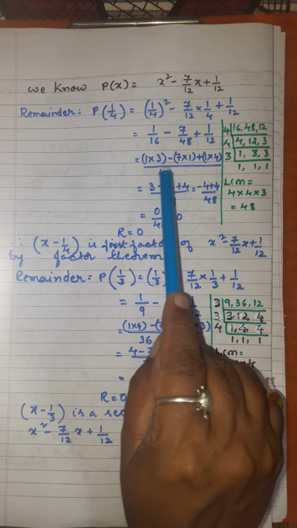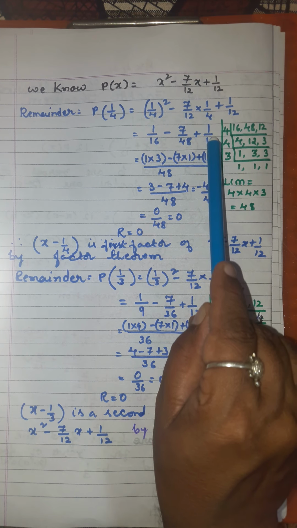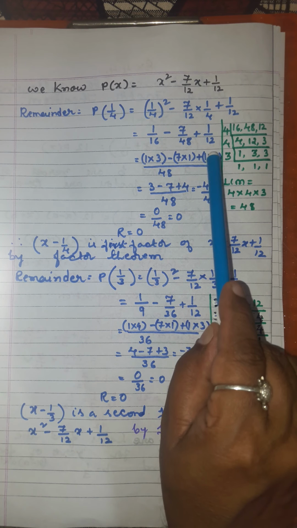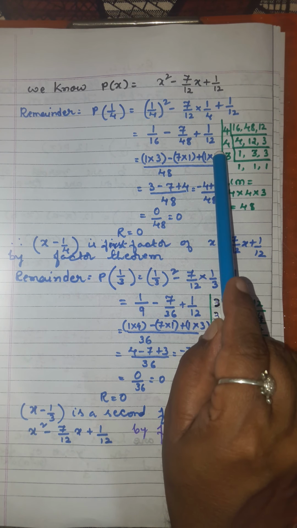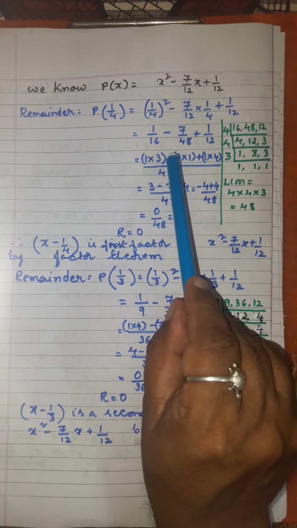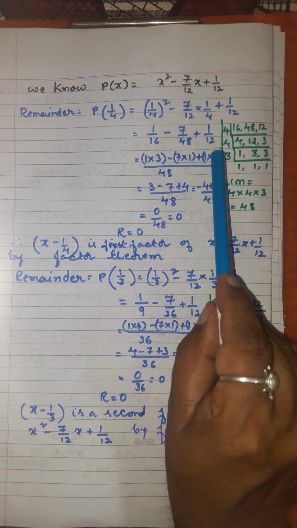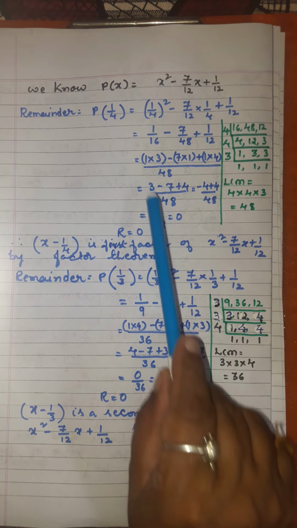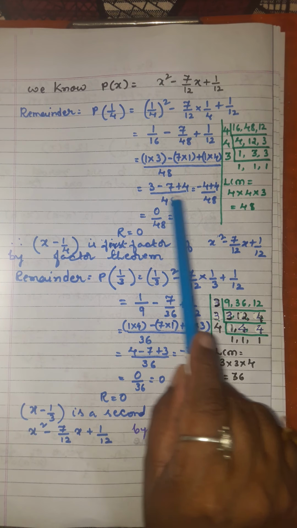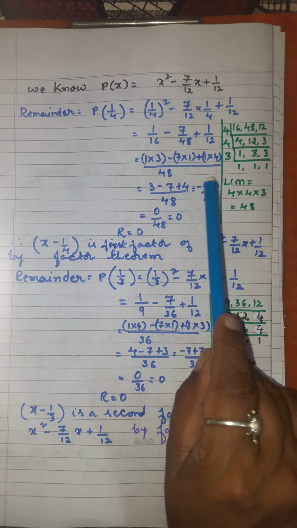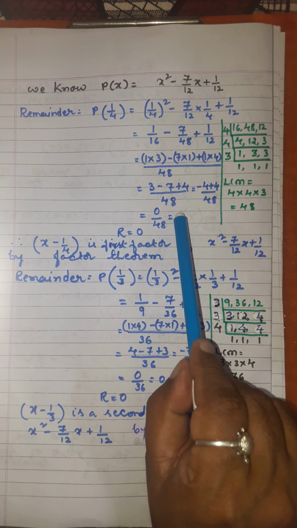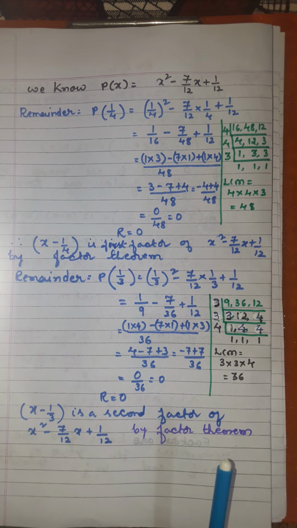Again divide 48 by the denominator of the third fraction, we will get 4 as the quotient. Multiply the numerator of the third fraction by the quotient, 4. So 1 into 4, put it in the bracket. Now let us simplify. 1 into 3 is 3, minus 7 into 1 is 7, then 1 into 4 is 4. 3 minus 7 is minus 4 and you have plus 4 here, whole divided by 48. Minus 4 plus 4 get cancelled, you will get 0. Then the denominator you have is 48. 0 divided by 48 is 0. So the remainder is equal to 0.